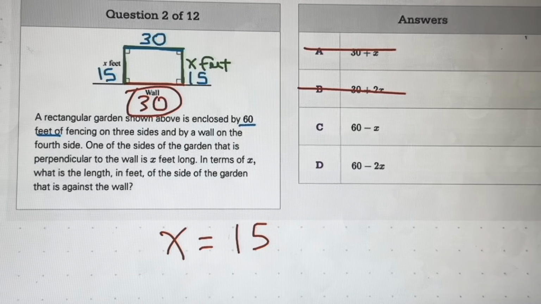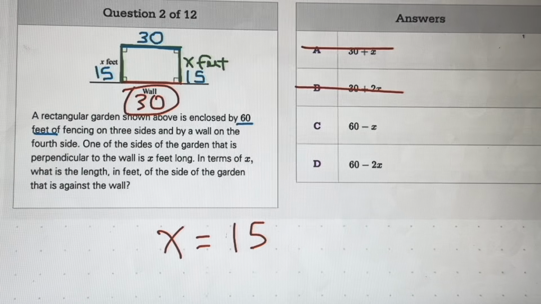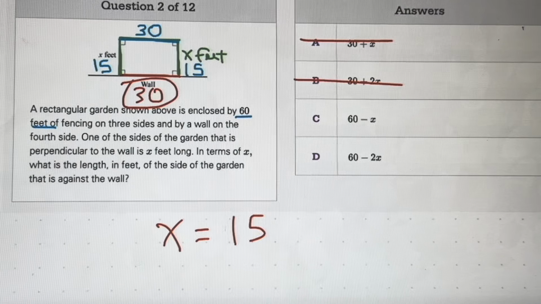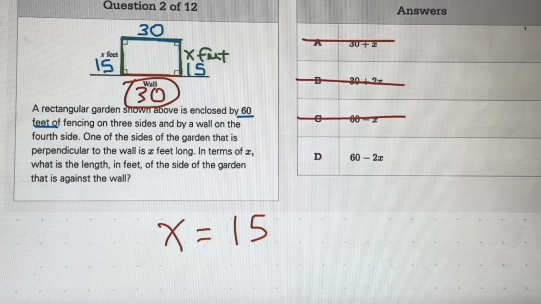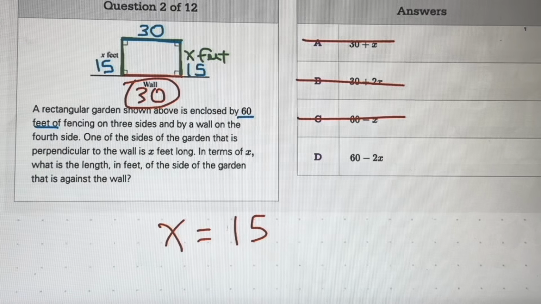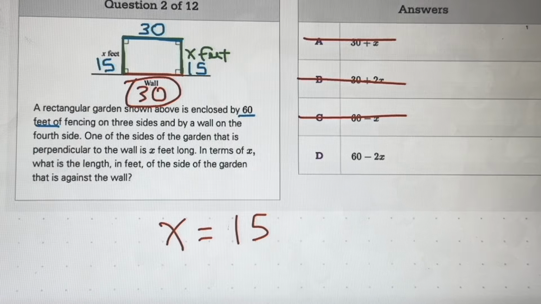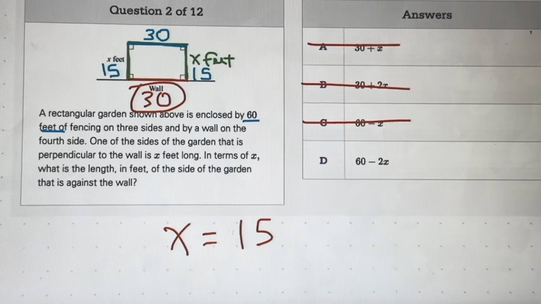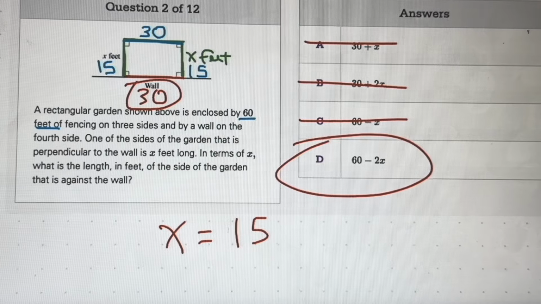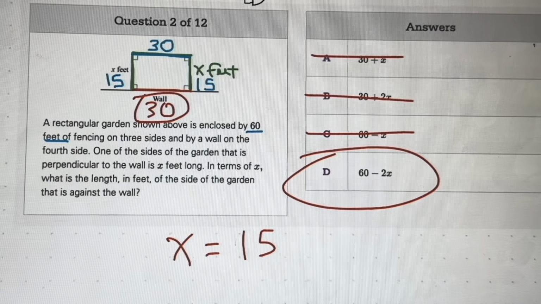Does that make sense? All right, let's try answer choice C. So that'll be 60 minus 15. It's 45, not 30. C is gone. So the next one would be 60 minus 2 times 15, which is 30. That's going to be 30. Absolutely. Answer choice D. Does that make sense?